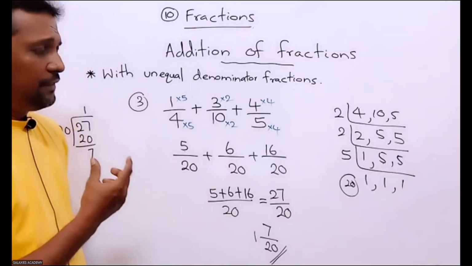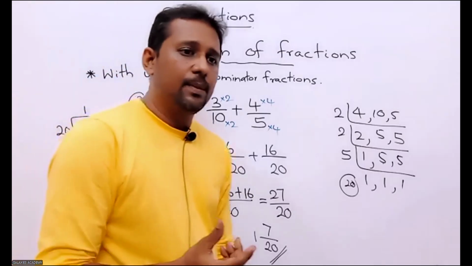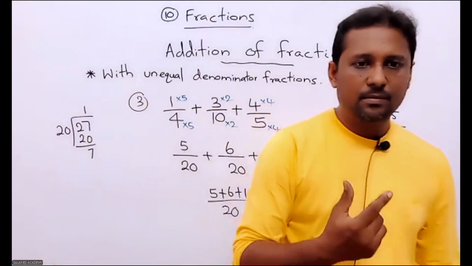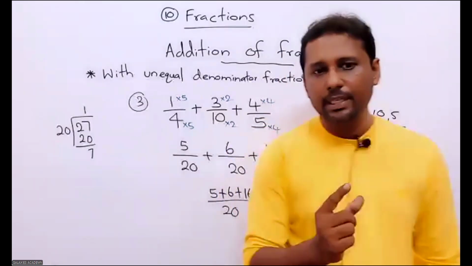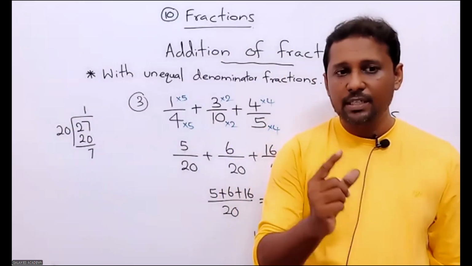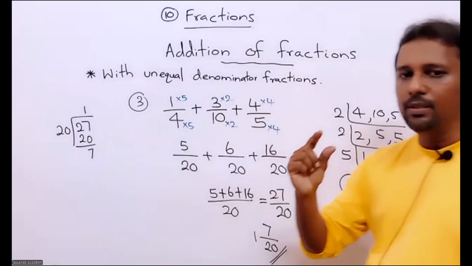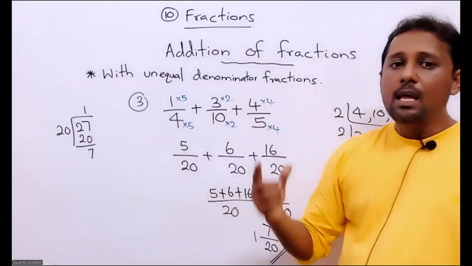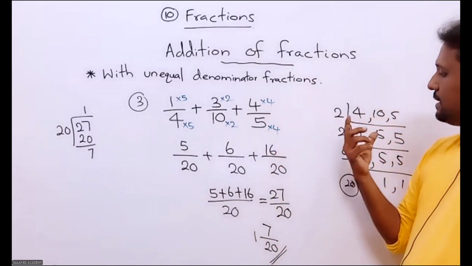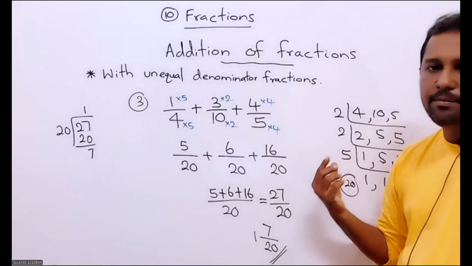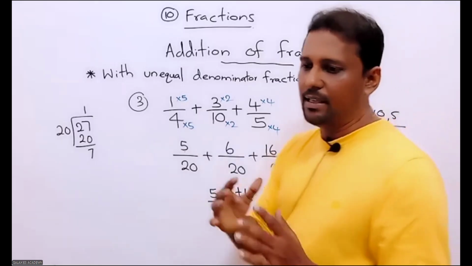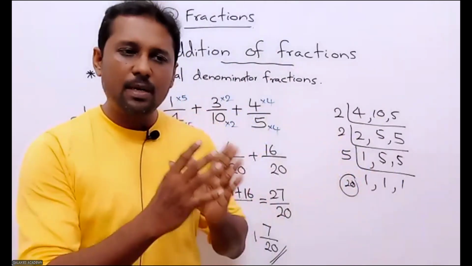But if the fractions' denominators are unequal, it is a problem. So we have to convert into equal denominators. To convert into equal denominators, we use the knowledge of the LCM finding method. After you find the LCM, it is the least common multiple, no?